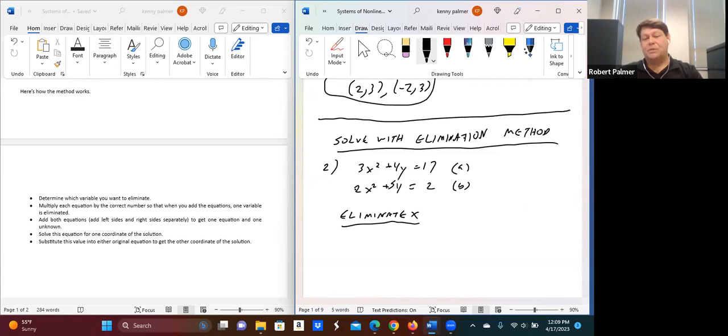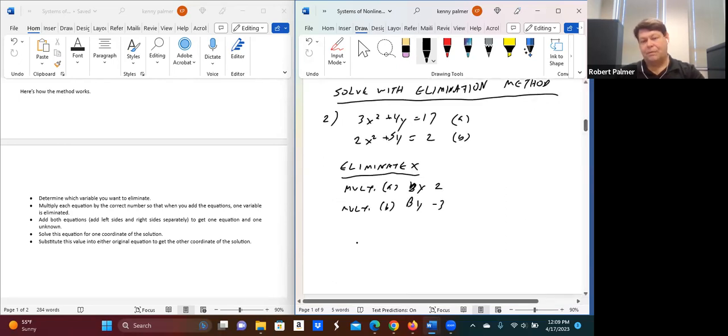So here, it's much like finding a least common denominator. Find the smallest number that both of these numbers go into evenly, and that's 6. So I want to make one of these positive 6 and the other negative 6. It doesn't matter which one's positive or negative. So I'm going to multiply equation A by 2, and then I'm going to multiply equation B by negative 3. Once again, it doesn't matter which one is negative.